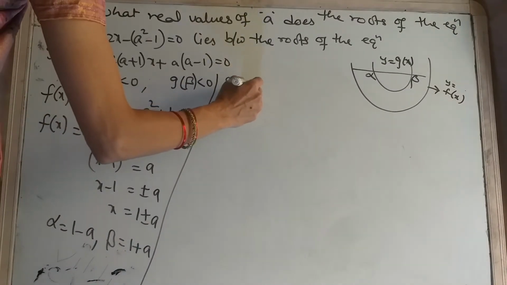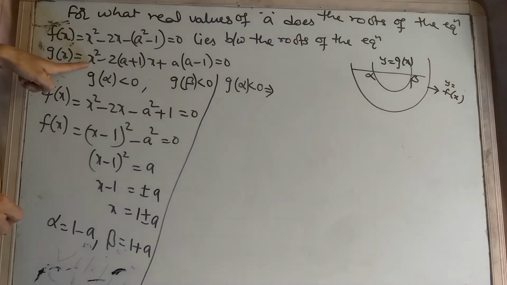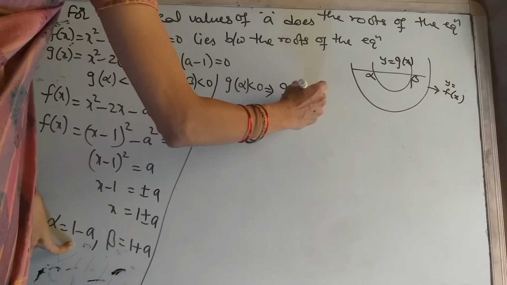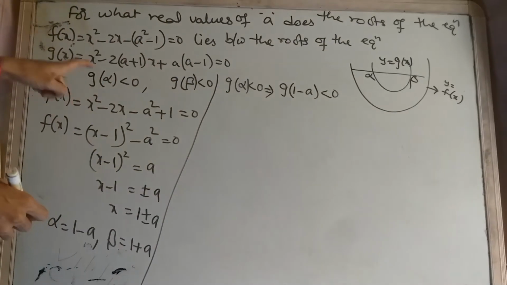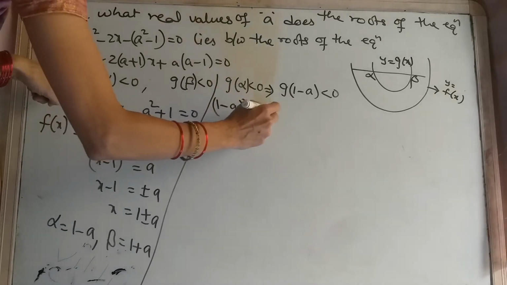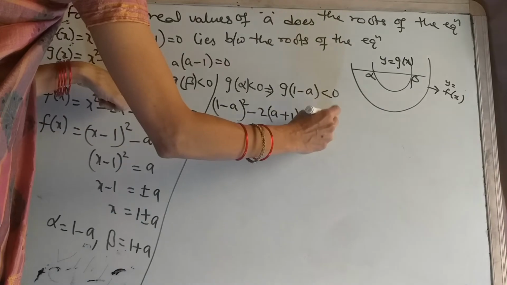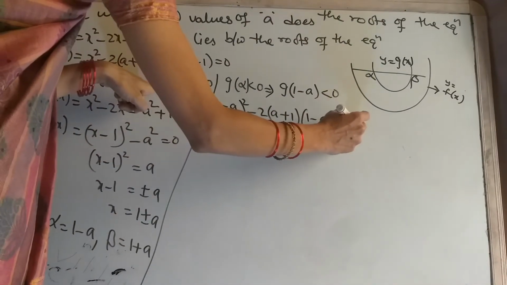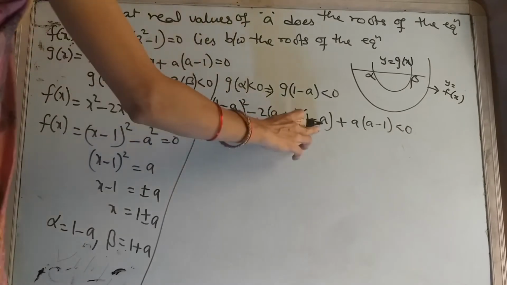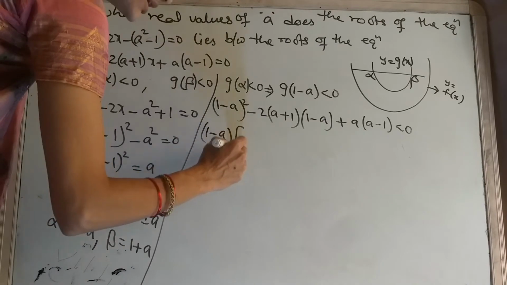So then g of alpha is less than 0, no? Means what is g of alpha? G of alpha is g of 1 minus a, which is less than 0. Means here you substitute 1 minus a instead of x: (1 minus a) whole square minus 2 of (a plus 1) into (1 minus a) plus a of (a minus 1) is less than 0. So then here you take 1 minus a common, 1 minus a. So total you take 1 minus a common.